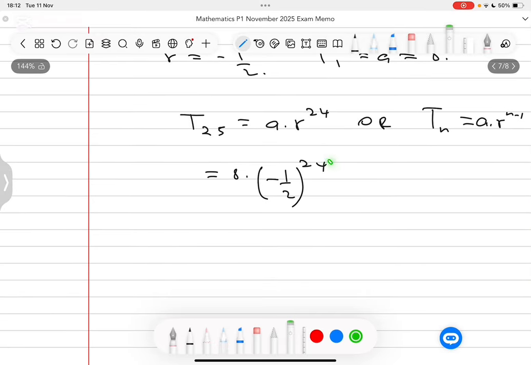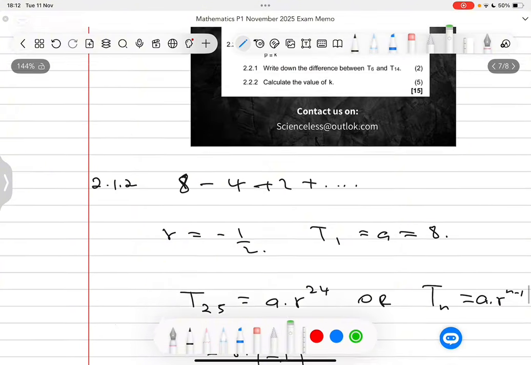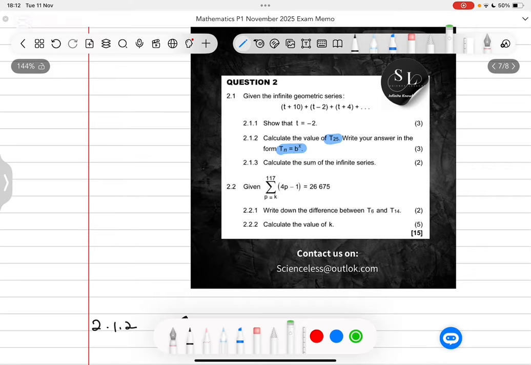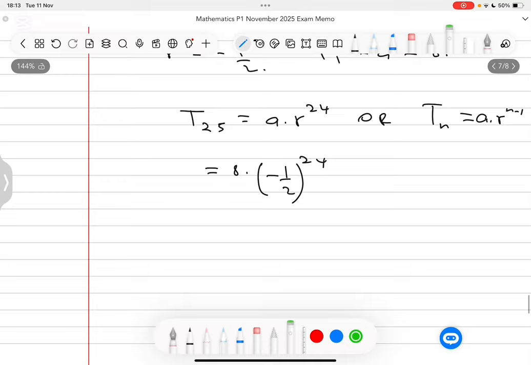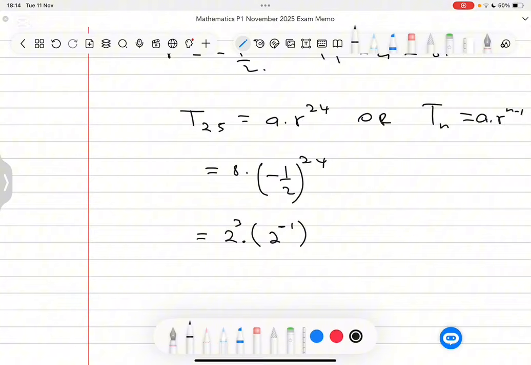But remember, they said we should put our answer in exponential form, such that we have b to the power x. That means I'm not going to use a calculator here, because if you punch a calculator, you'll just get a big number, and that might make you lose marks. You don't want to lose marks. So I'm going to play around with exponents. I'm going to change the 8 to a power, so that it becomes 2 to the power 3, because we know that 2 to the power 3 gives us 8. So now in the brackets, I'm going to have a 2 to the power -1, and I'm having 24.